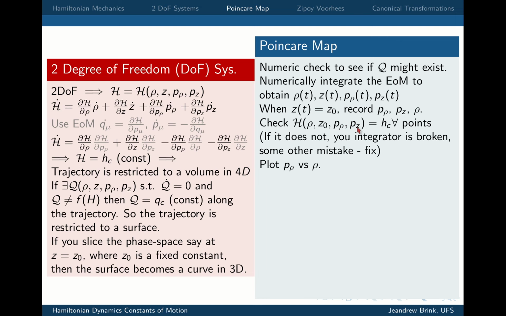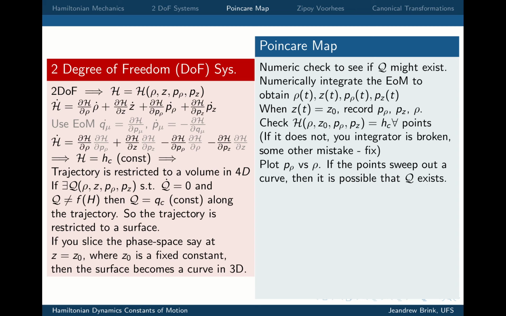Okay, so when you plot things, you don't actually have to plot pz because you always know what it is from the Hamiltonian. So what we plot then is simply p rho versus rho. Okay, and if the points sweep out a curve, then you know it is possible that Q exists. It doesn't mean it does exist. It means that it's at least possible.